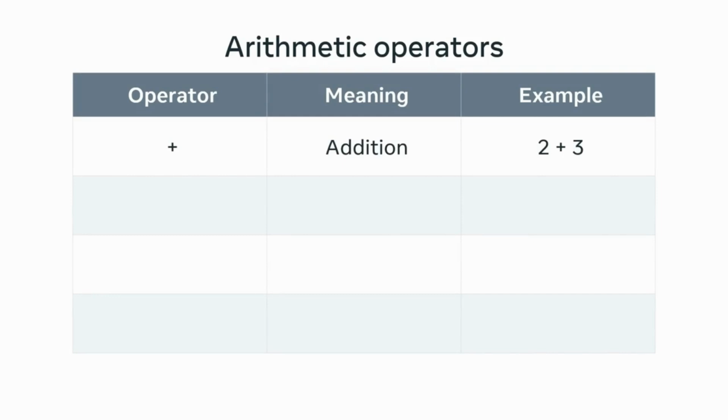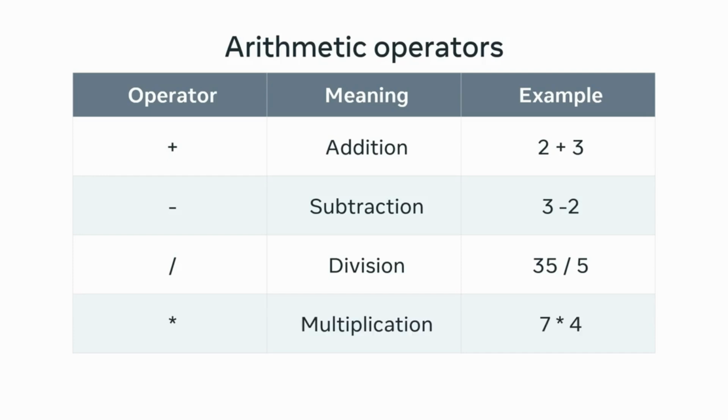If you want to subtract values, use the minus operator, which is represented by the hyphen symbol. If you want to perform division, for example, 35 divided by 5, use the division operator, which is represented by the /. Finally, to multiply numbers, use the multiplication operator, which is represented by the star symbol.